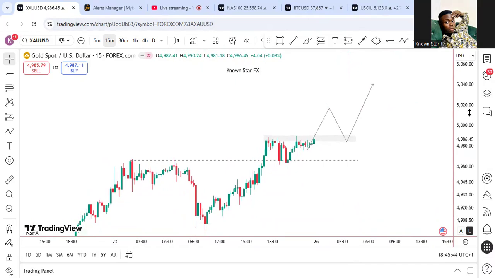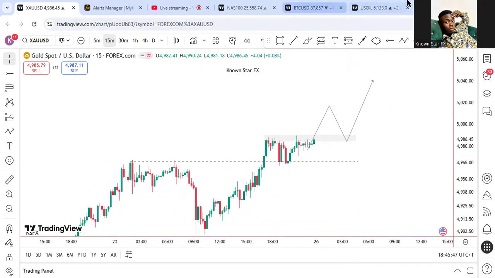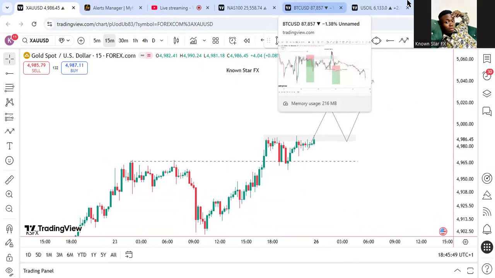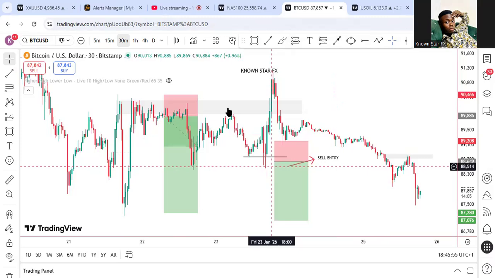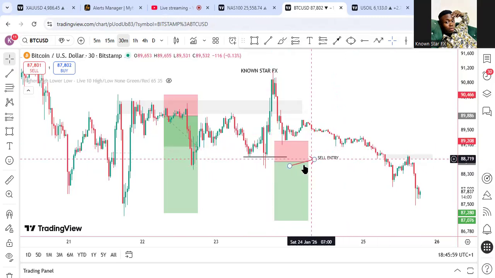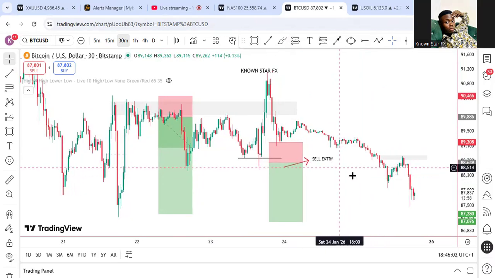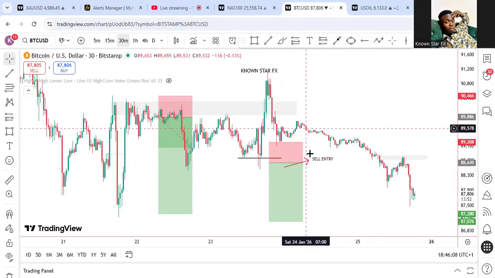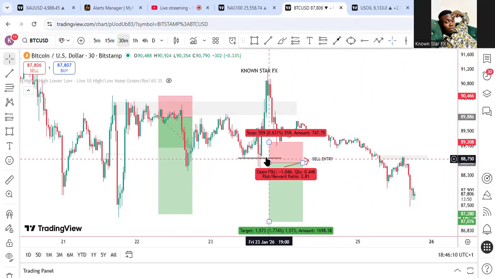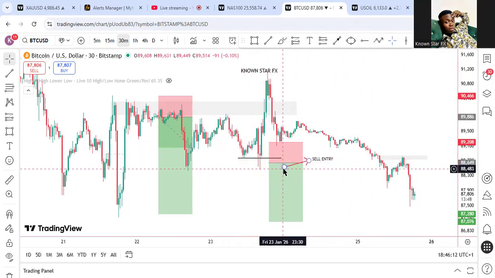If there's any other pair you might want me to look into, for BTC, BTC has been doing something very, very interesting. I was expecting a sell on BTC, and could you believe that sell got activated today? I was in church, even as of 2 o'clock. I knew anything that makes price break below this level, there was going to be some massive sell.